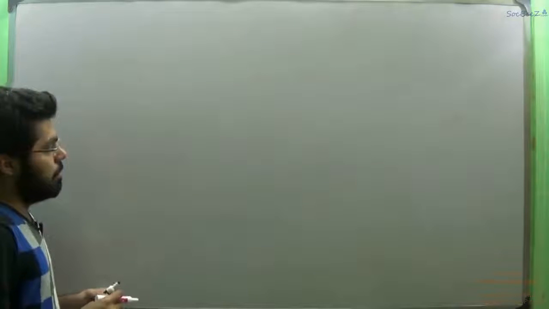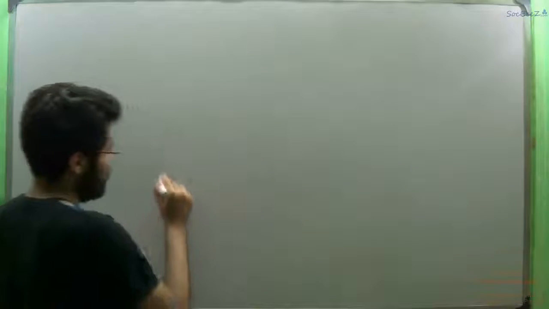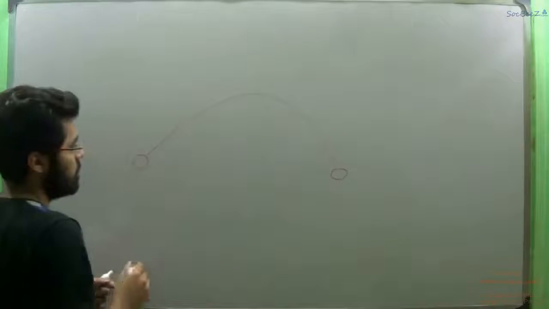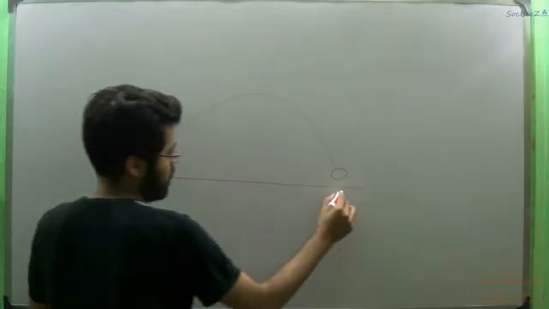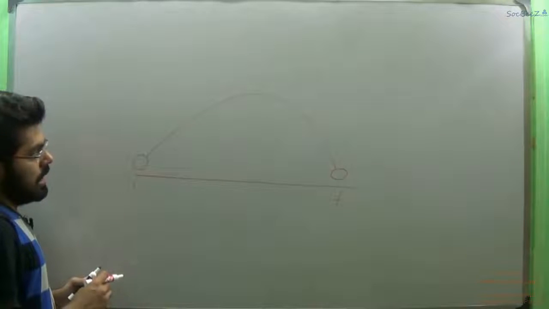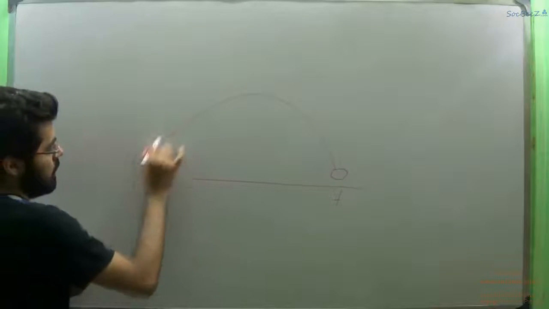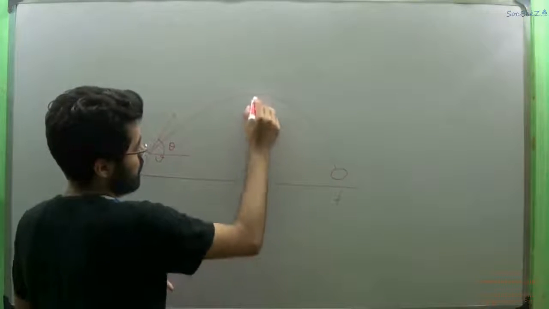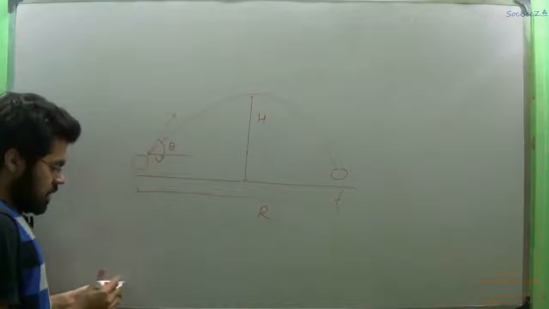Now we move to another kind of problem. Suppose we go into motion of a projectile. This is the initial position, this is the final position. Now there can be simple questions: if the initial velocity of the ball is v, its initial angle is theta, it goes to a maximum height h, and it covers a distance of r.